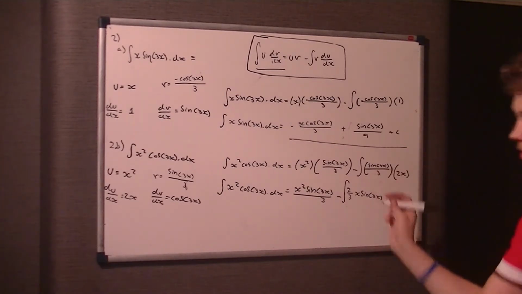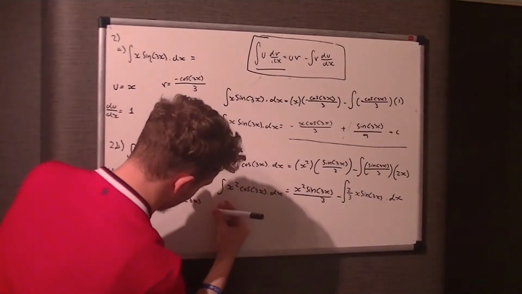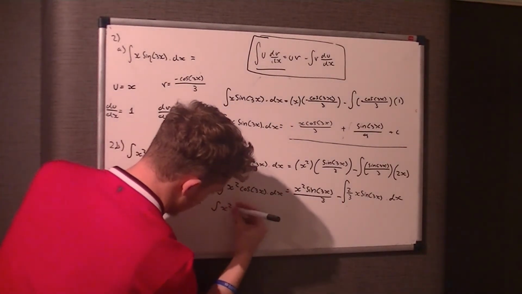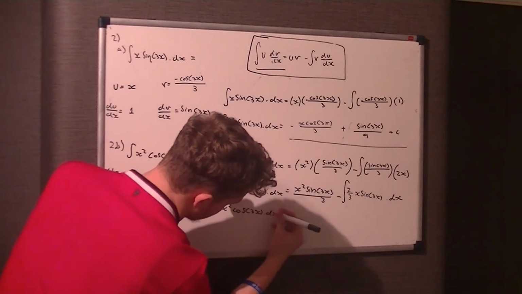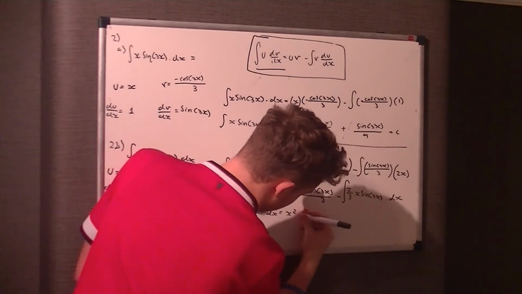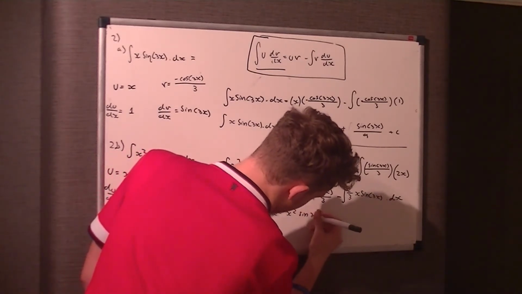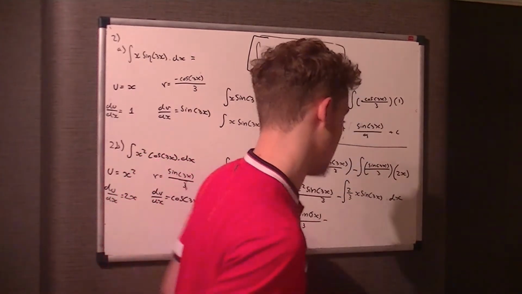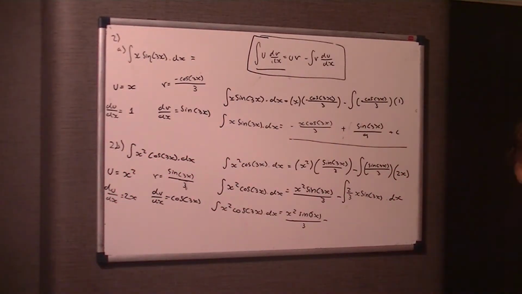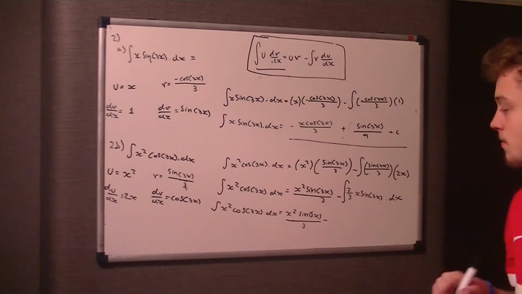Okay, so then I'd rewrite this again. So the integral of x squared cos 3x with respect to x is equal to x squared sine 3x over 3. Take away. Now the integral of 2/3 sine 3x. Now we don't know, because this now looks something like x sine 3x. However, it's times by 2/3.